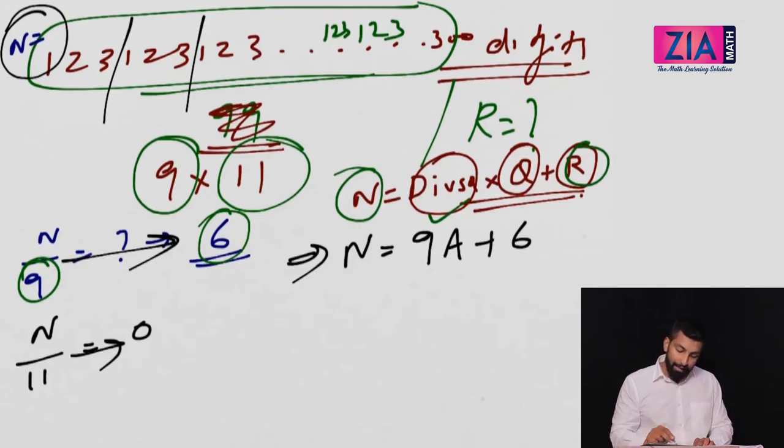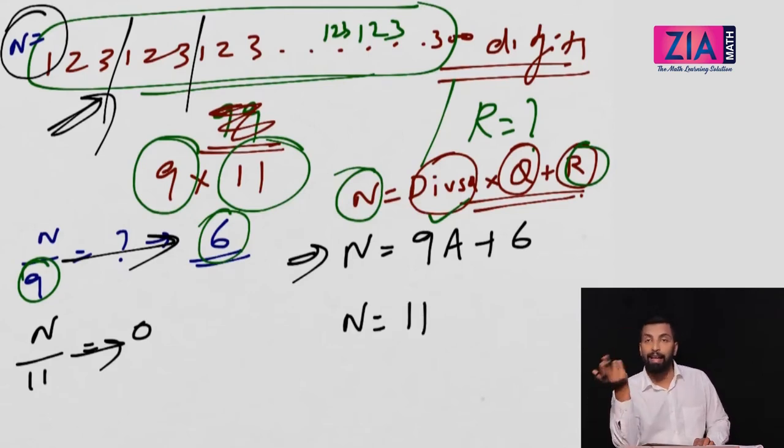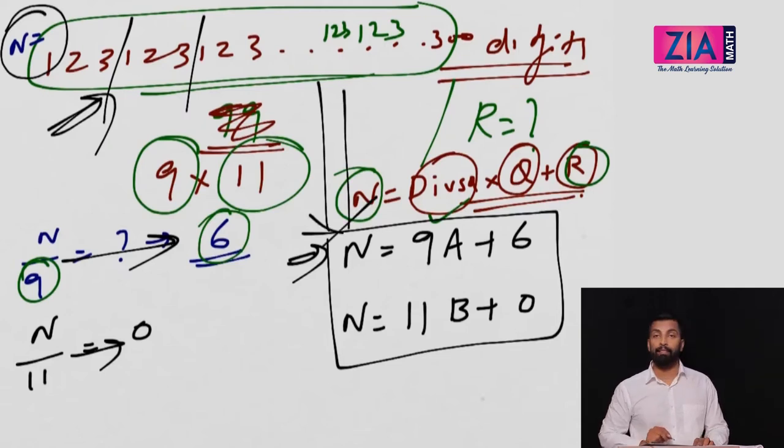Now, how will you write this number when 11 is the divisor? You can write it as 11 times some other quotient. A cannot be the quotient because the divisor is different. Let's write another quotient, b, plus 0. I hope this is clear. The same big number I can write like this.